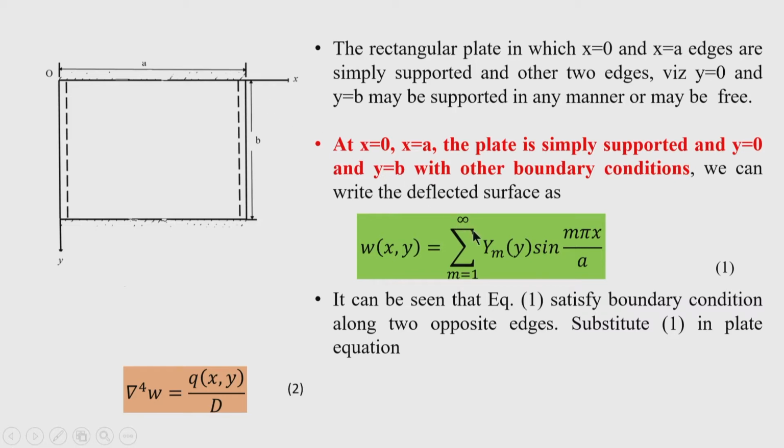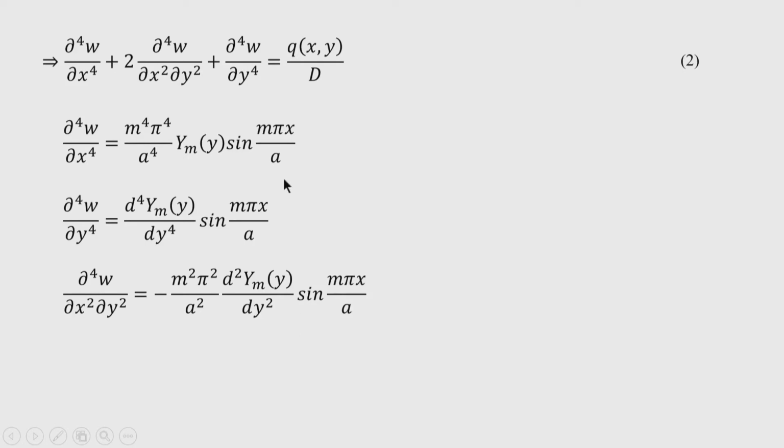So, if it is a possible solution of the differential equation, then it must satisfy the differential equation also. So, substituting this series w x y equal to Y m into sin m pi x by a into the differential equation, we get an equation like that. Say this is the first term, that is after differentiation of w 4 times with respect to x, we get m to the power 4, pi to the power 4, by a to the power 4, Y m y, because capital Y m is a function of y.